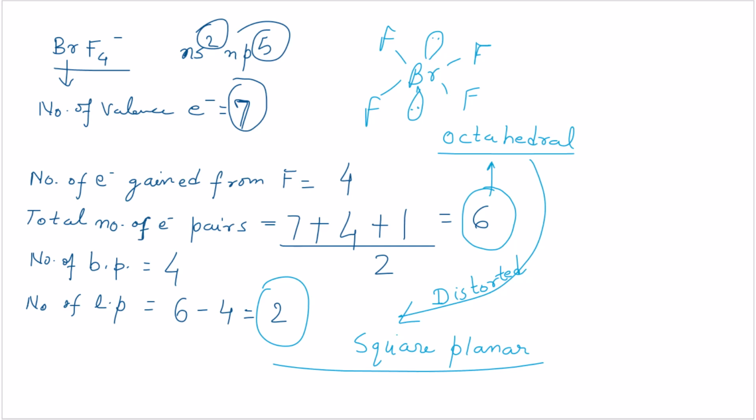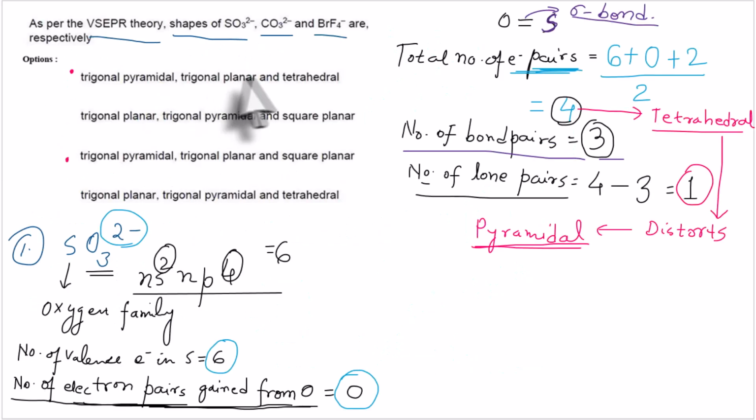That is the square planar structure. Now let's check if we have a square planar option in this question. The first option says the third structure is tetrahedral. No. And the third option says the third structure is square planar. Yes, it is the square planar structure for BrF4 minus according to the VSEPR. So the third option, trigonal pyramidal for SO3 2 minus, trigonal planar for CO3 2 minus, and square planar for BrF4 minus, is our correct answer.